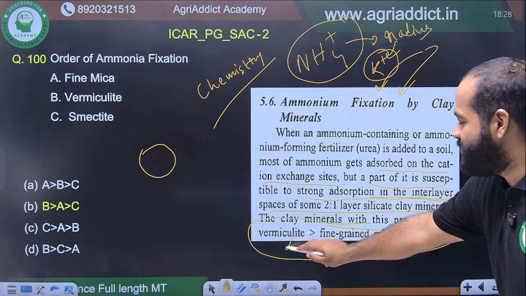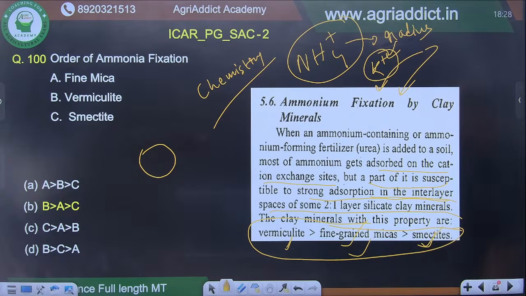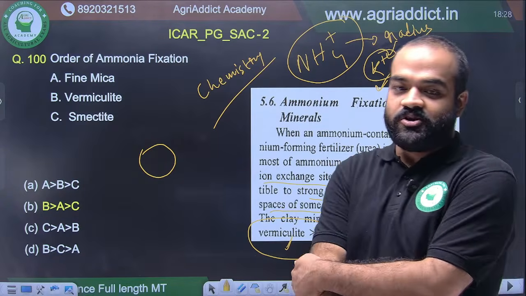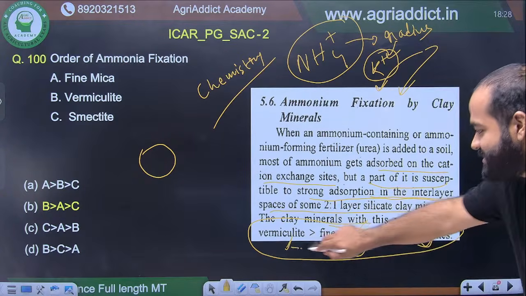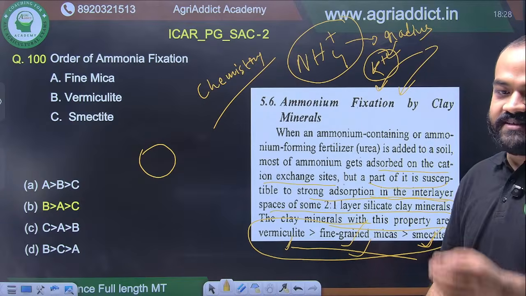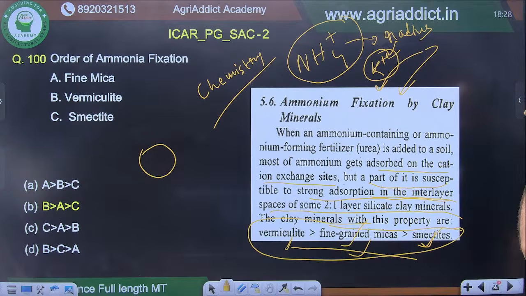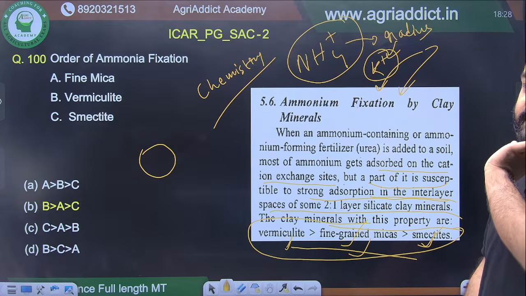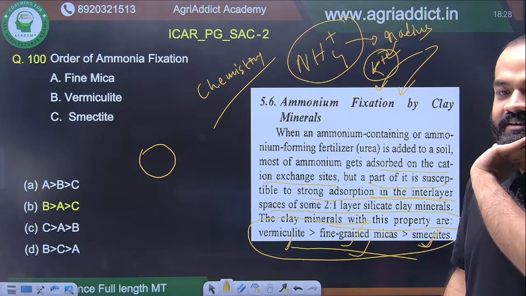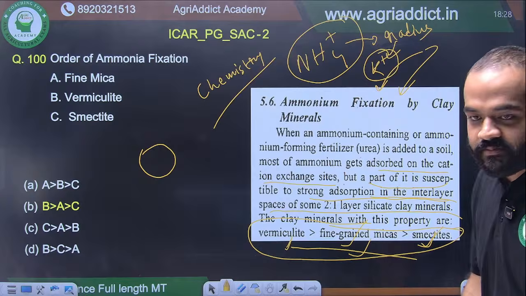That is why vermiculite के बाद fine grained mica आ रहा है and then smectite आ रहा है. So this has got huge chemistry. Either you can remember this, you can understand also, but since the exam is just knocking at the door, I would suggest do not waste time on that. But फिर भी किसी को अगर जानना है, you can put it in the comments. I will explain it. You can ask me in WhatsApp. All right.